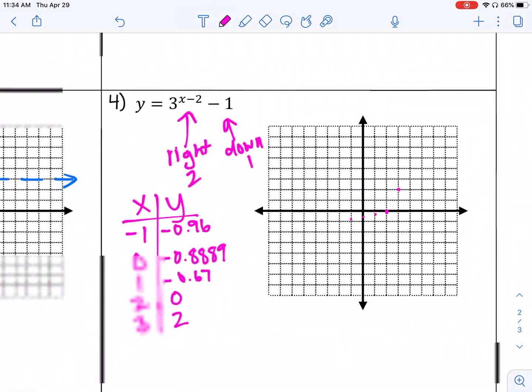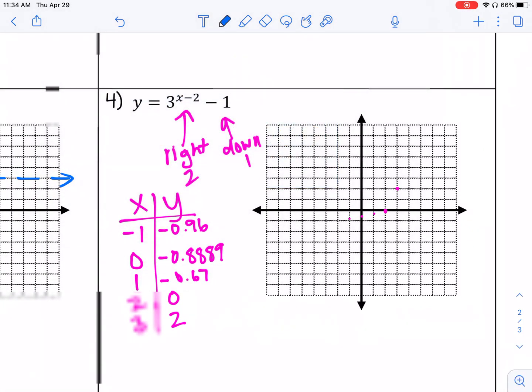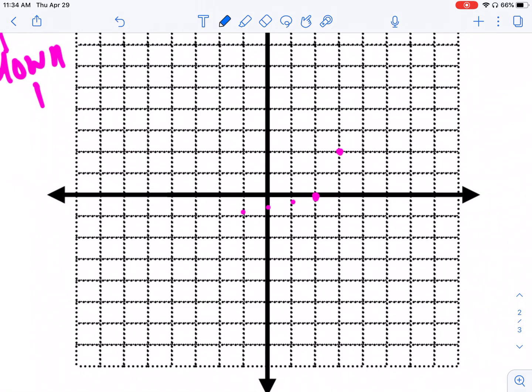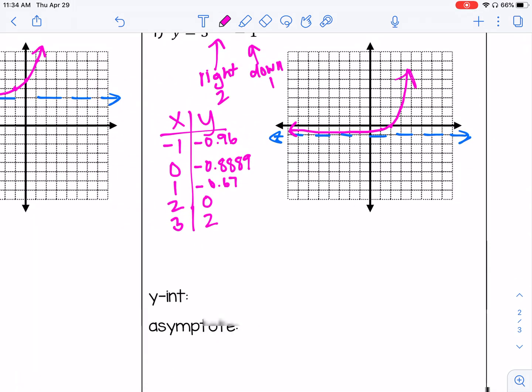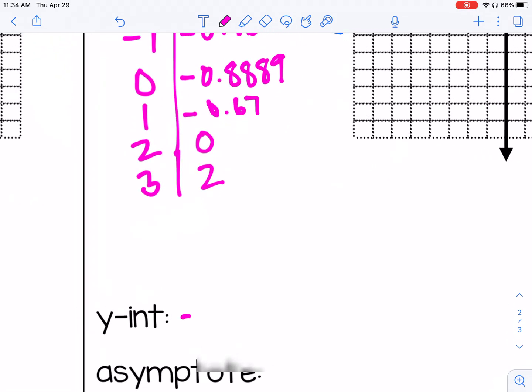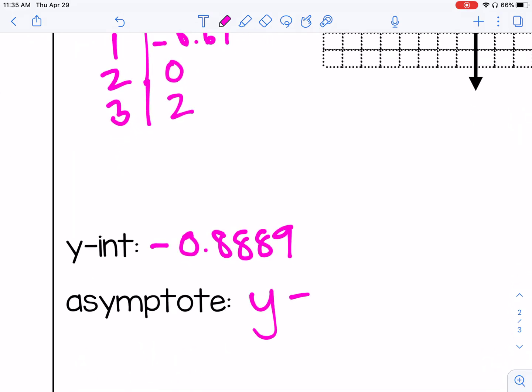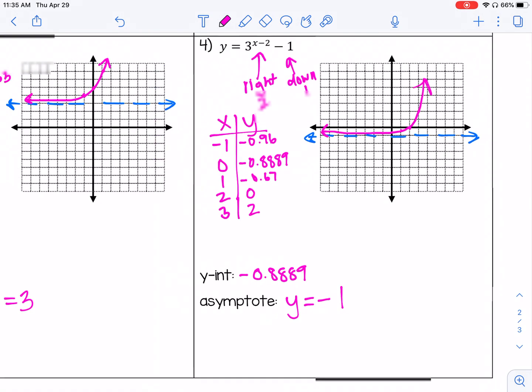Okay, and then, there we go. And then let's do our asymptote, which is our k value. It's at negative 1. So let's draw our dotted line. Okay, and then our graph will get super close to it, but never crosses it. And then let's write down here, we've got our y-intercept at that ugly number, 0.8889, and then our asymptote is at y equals negative 1, right? That dotted line.